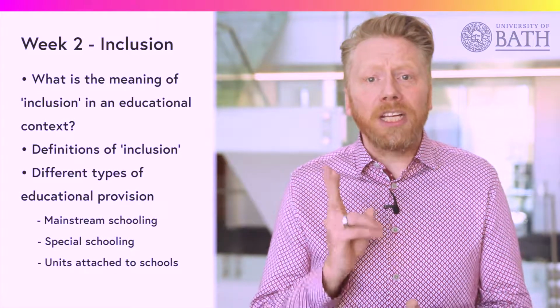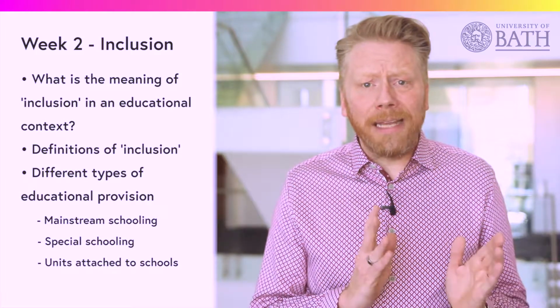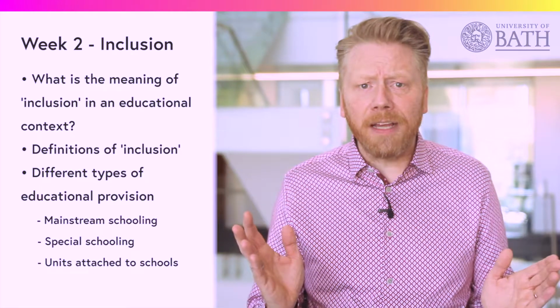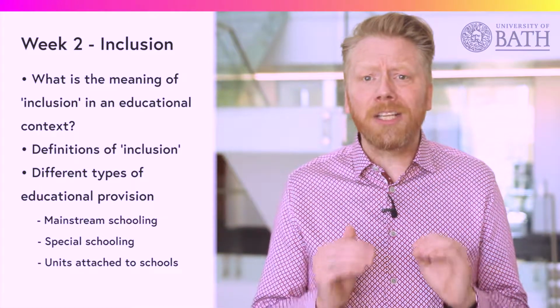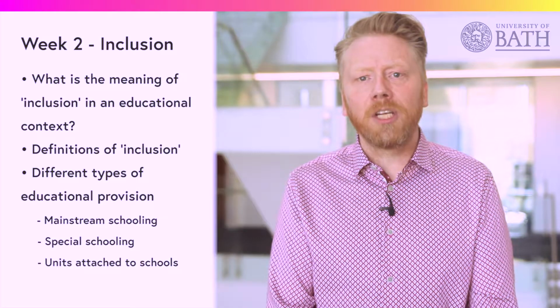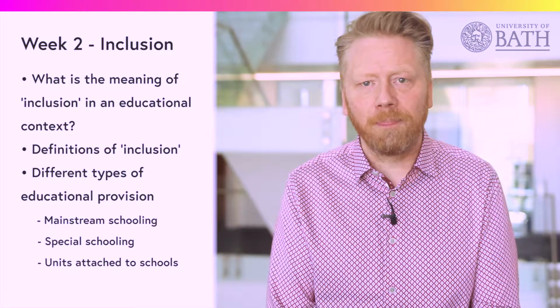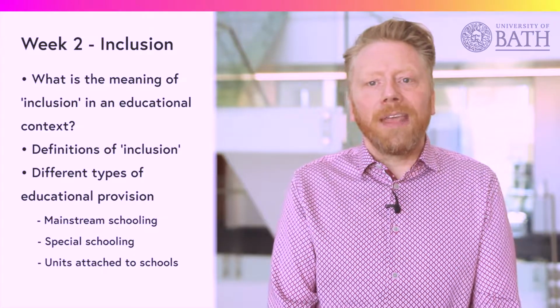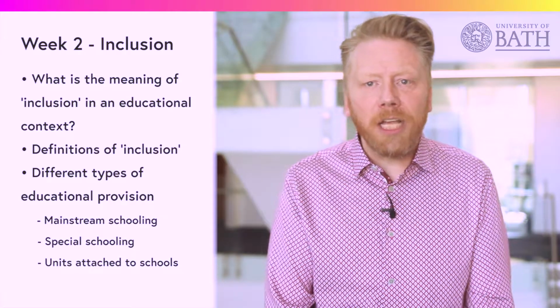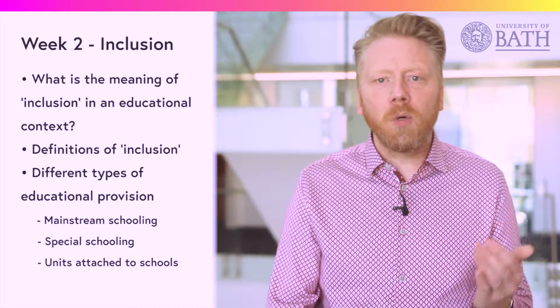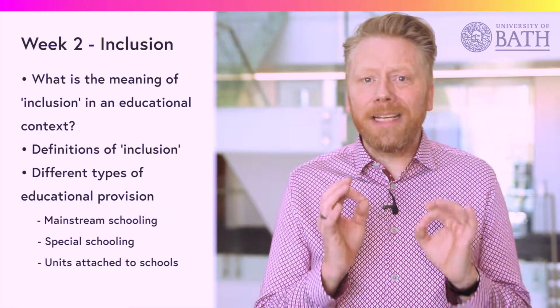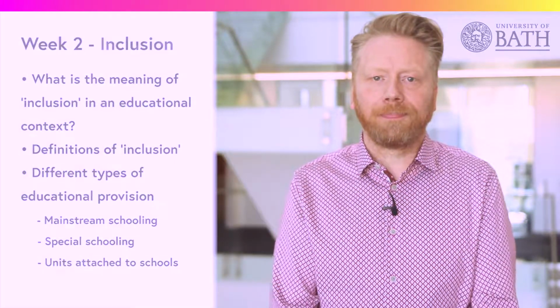The concept of inclusion is central to how and where autistic children are educated. Week 2 focuses upon inclusion in education, and what that really means. Inclusion can have a wide range of definitions, but typically requires some level of adapting the environment to facilitate integration rather than just sitting in the same classroom. In week 2, the aim is to explore different types of educational provision, such as mainstream schooling, special schooling, and units attached to mainstream schools.